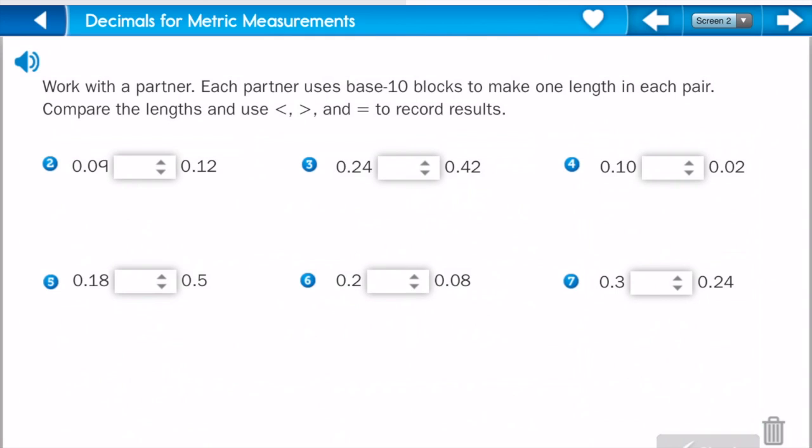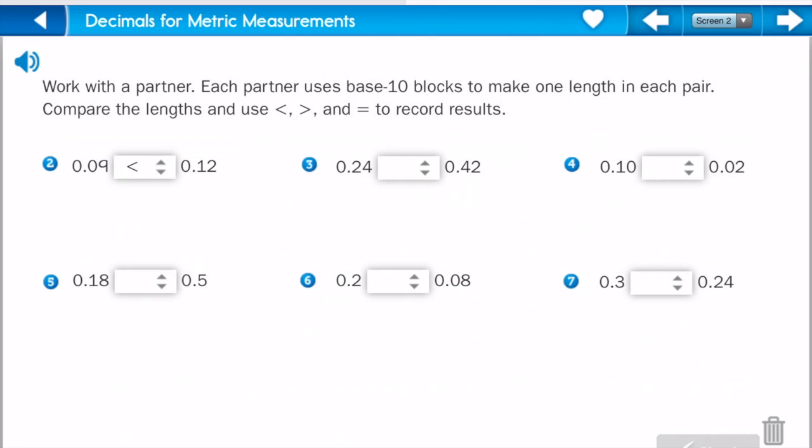It says, work with a partner. Each partner uses base 10 blocks to make 1 length in each pair. Compare the lengths and use greater than, less than, and equal to record your results. So you may work with a partner or work with someone at home to figure out which one is bigger. Let's do one together first. So I have 0.9 and I have 0.12, or I have 9 hundredths or 12 hundredths. Which one is bigger? Yes, that's right. 12 hundredths is bigger than 9 hundredths.